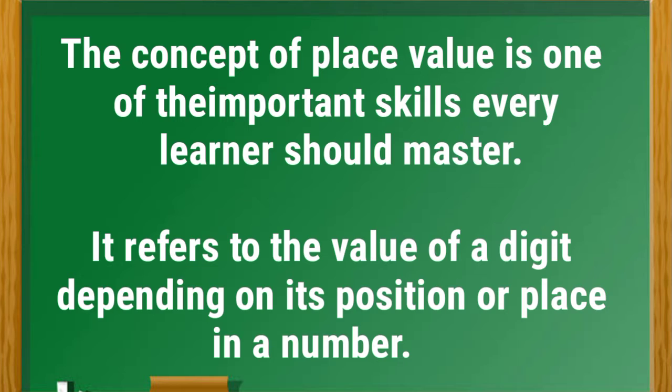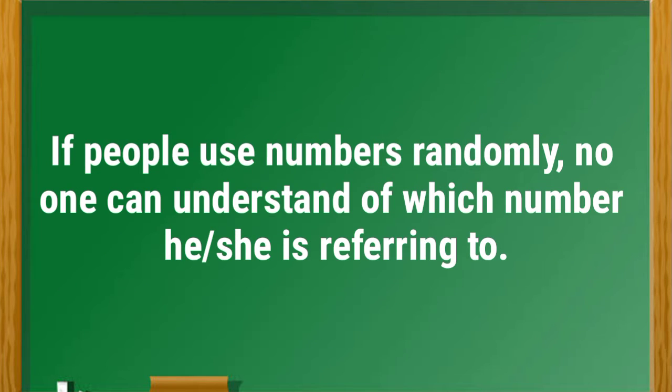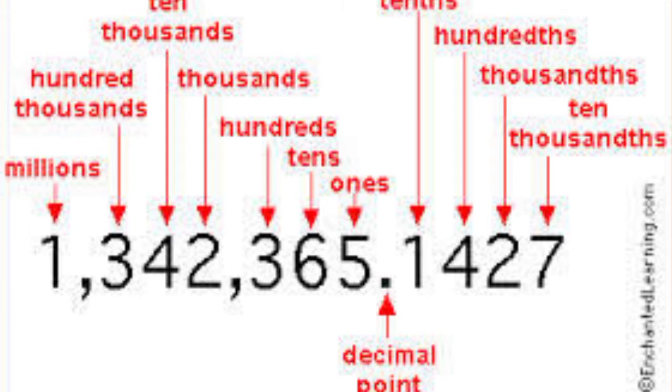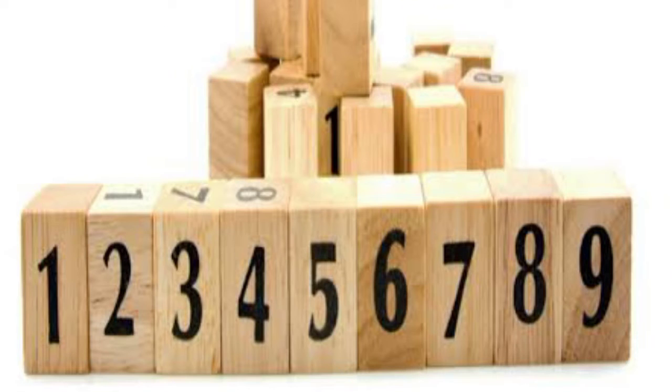It refers to the value of a digit depending on its position or place in a number. If people use numbers randomly, no one can understand which numbers he or she is referring to. Thus, we need to study place value to understand the order of numbers.